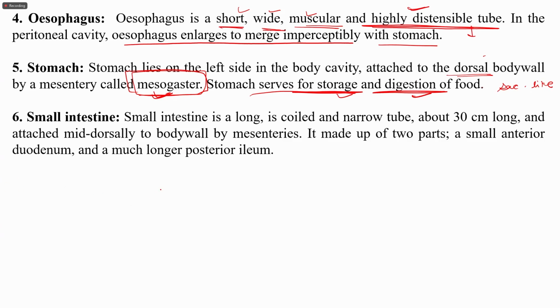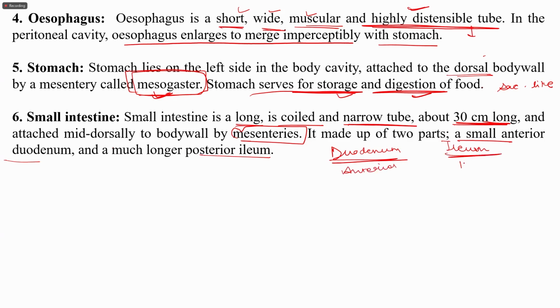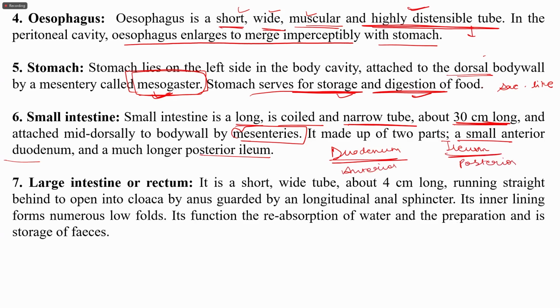The small intestine is a long, coiled, narrow tube about 30 centimeter long, attached mid-dorsally to the body wall with the help of mesenteries, and it is made up of two parts, a small anterior duodenum and a much longer posterior ileum. The duodenum is present on the anterior side, the ileum on the posterior side. The small intestine opens into the larger intestine, or here we call it the rectum, which is a short, wide tube. So because of the width, we call it large intestine.